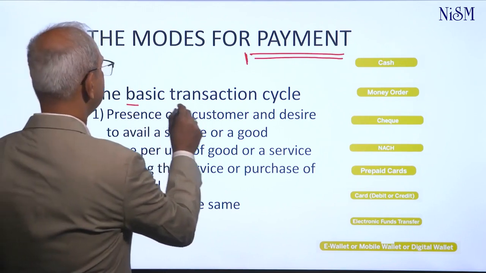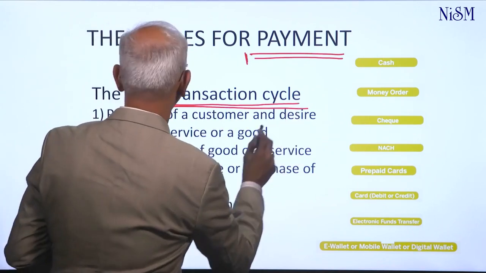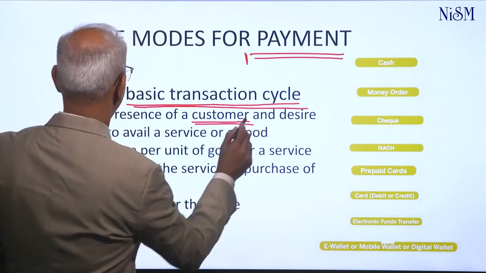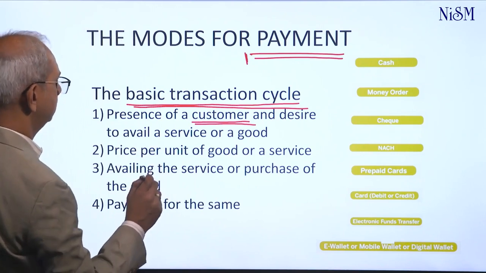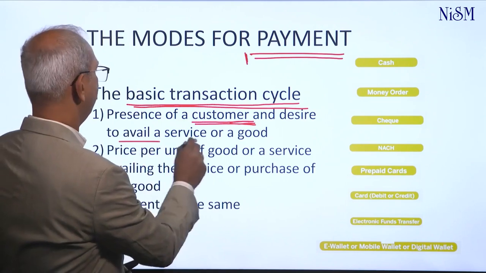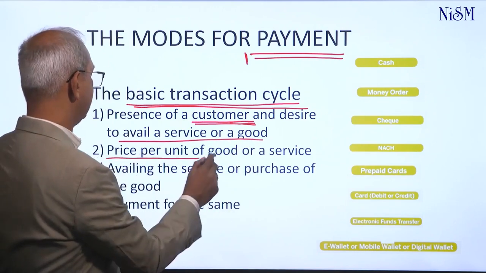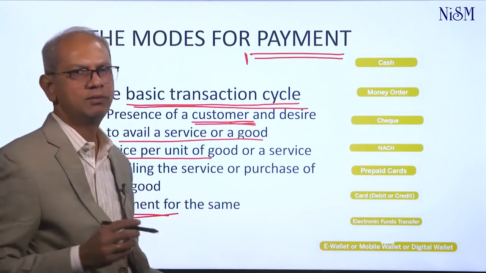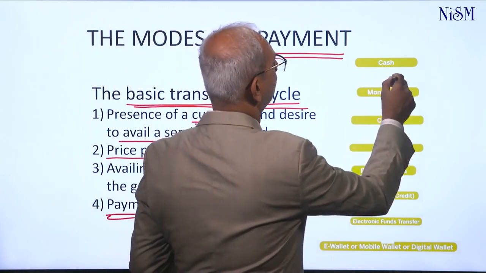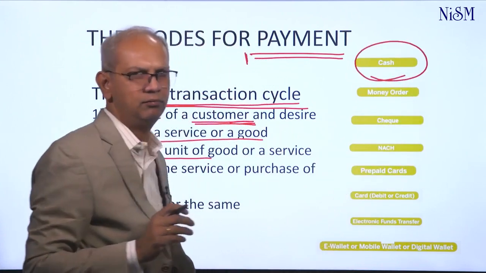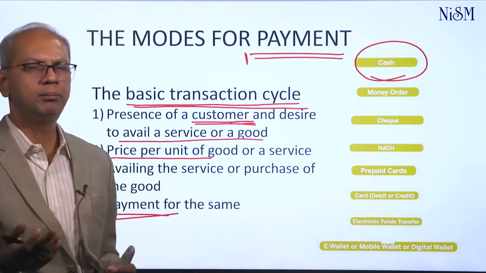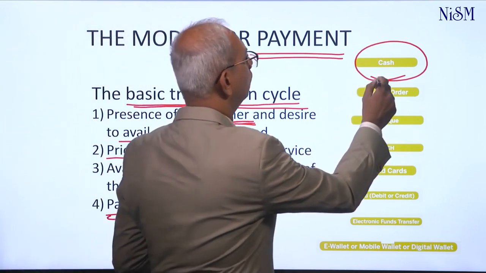So the basic transaction cycle we talked about has the customer, his desire for a good or service, the price per unit, and finally the payments. We saw the entire thing in the earlier slide. We'll now look at how. The first and easiest, which we've been doing for so long, is that you carry cash in the wallet and complete the transaction at the counter.